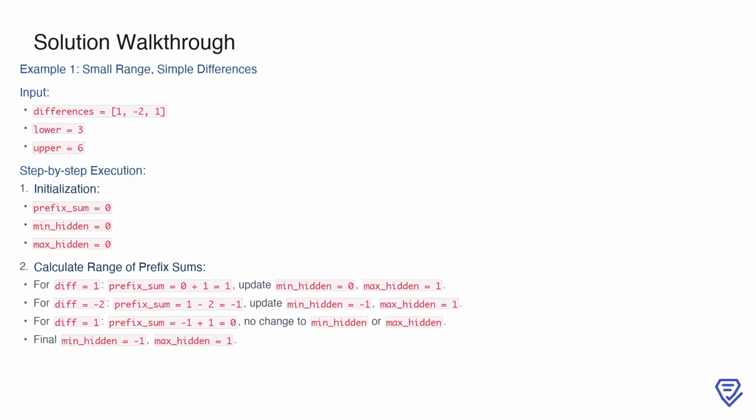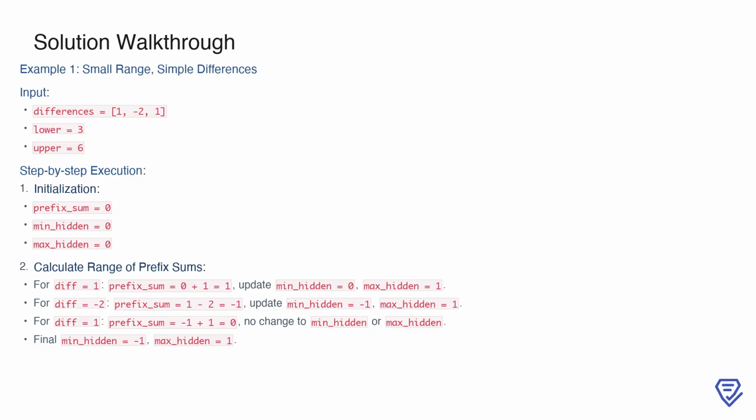Next, we calculate the range of prefix sums by iterating through the differences. For the first difference, 1, we add it to prefix_sum, resulting in 1. This updates our max_hidden to 1, while min_hidden remains 0. For the second difference, -2, we subtract 2 from the prefix_sum, giving us -1. This updates min_hidden to -1 while max_hidden stays at 1.